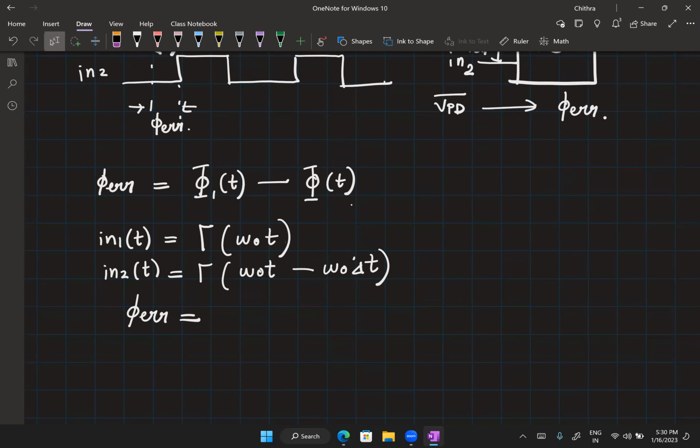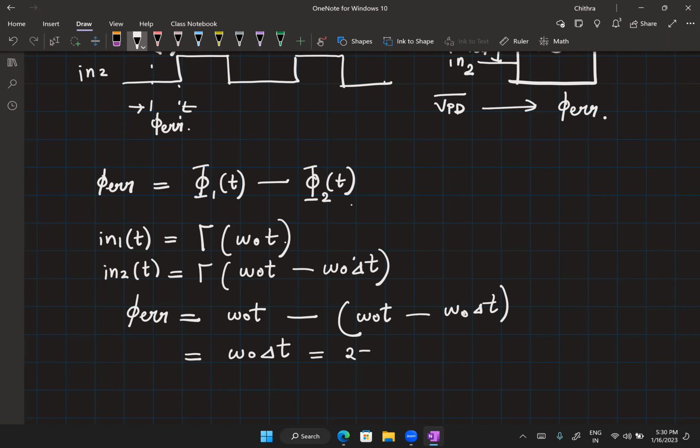Is it plus or minus? That's what I want to know. Why is it minus? Let's write the step. So this is phi1 of t, which is omega naught t, minus, I have to do phi2 of t, right? So this is omega naught t minus omega naught delta t. So can you tell me the answer now? This is simply omega naught into delta t. Clear? So this is 2 pi by T naught into delta t.